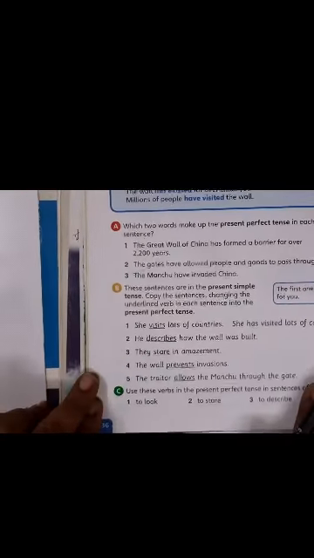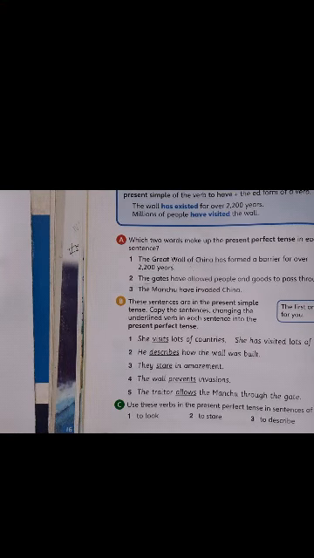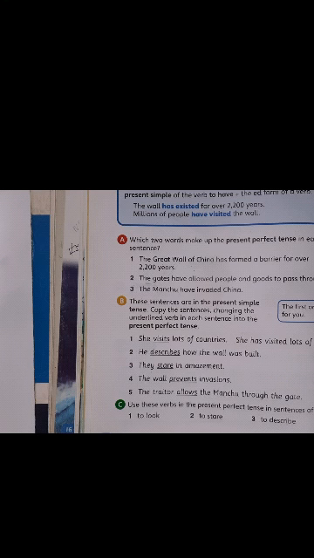Now children, look at this. Let's do this exercise so that you get an idea. Look at the first one. Please read the textbook, children. Read page 36, capital A. Take your time. Read it and tell me. What are we going to do? What do we need to do here? Think. What's the sentence, children? Which two words make up the present perfect tense in each sentence?